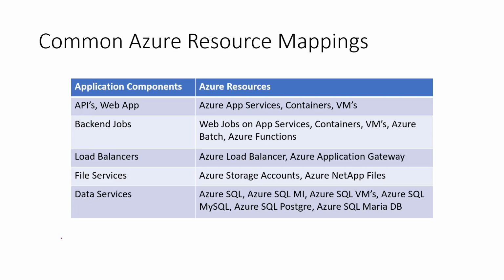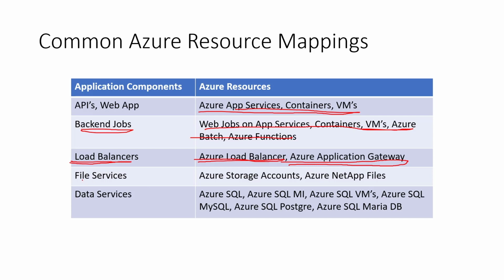So here are some common resource mappings for APIs. These are the kind of things we looked at today. Backend jobs: you can run these on offerings like web jobs, app services, and so on. Load balancers: you have a traditional layer 4 load balancer, then Azure Application Gateway, which is an HTTP based, or layer 7, load balancer for apps.